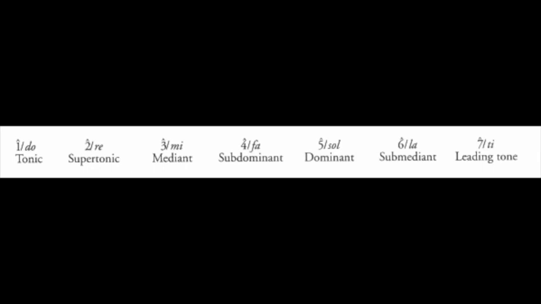Every scale degree has a name identifying its function in addition to a number and syllable. So here's a list of those names. So 1 or do, we call the tonic. 2 or re, the supertonic. 3 or mi, the mediant. 4 or fa, the subdominant. 5 or sol, the dominant. 6 or la, the submediant. And 7, the leading tone.